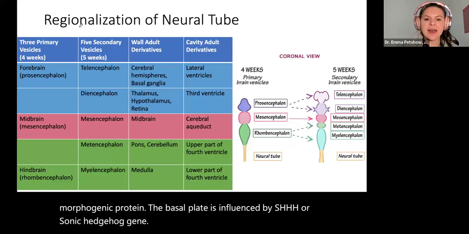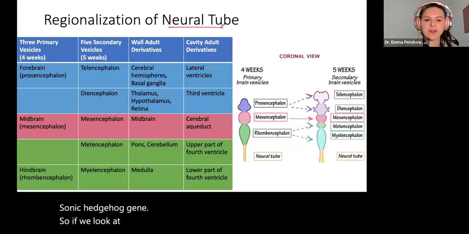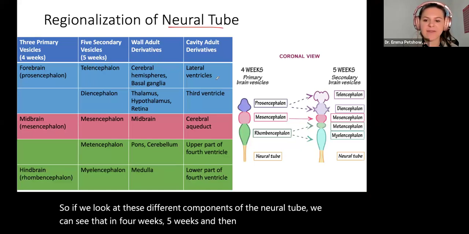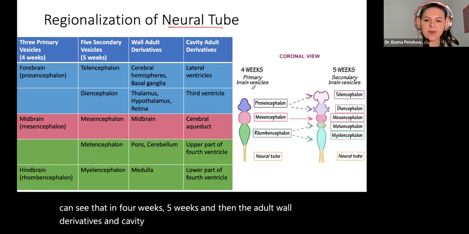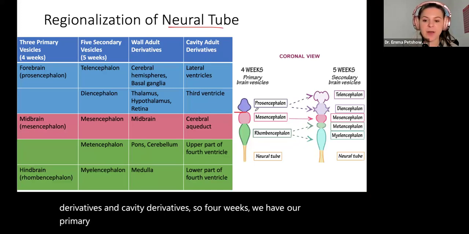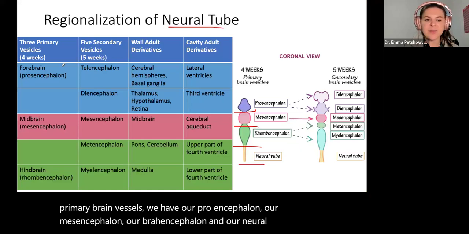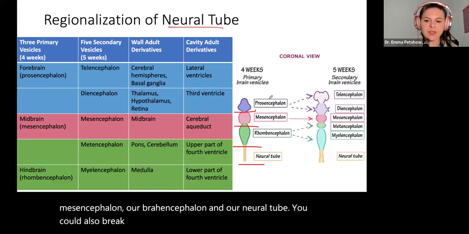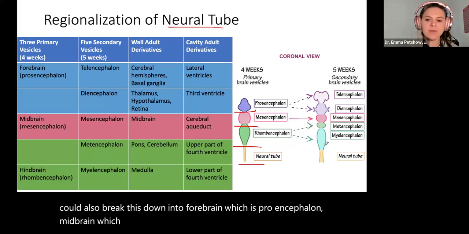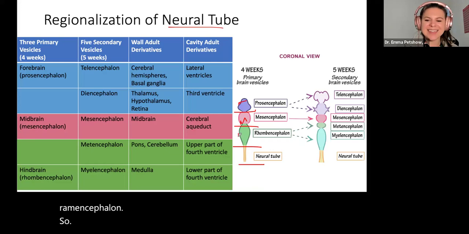So if we look at these different components of the neural tube, we can see that in 4 weeks, 5 weeks, and then the adult wall derivatives and cavity derivatives. So 4 weeks, we have our primary brain vesicles. We have our prosencephalon, our mesencephalon, our rhombencephalon, and our neural tube. You could also break this down into forebrain, which is prosencephalon, midbrain, which is mesencephalon, and hindbrain, which is the rhombencephalon. So F, M, and H here.